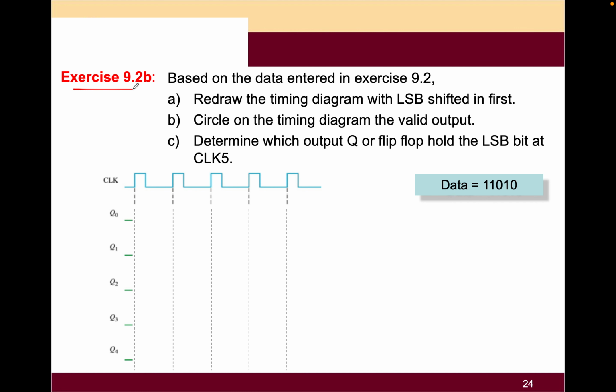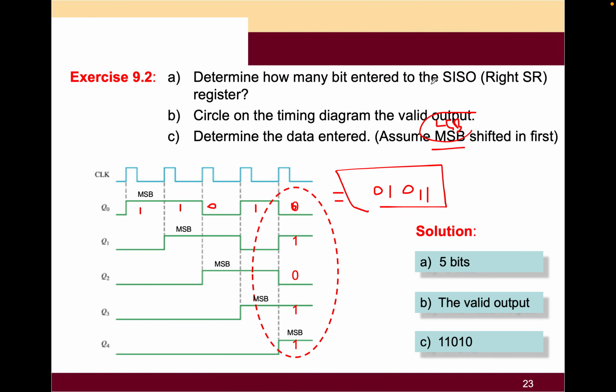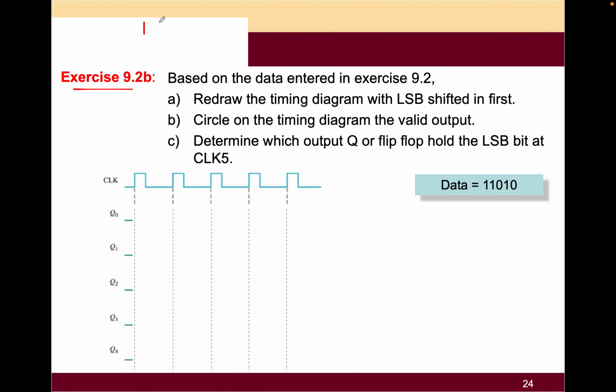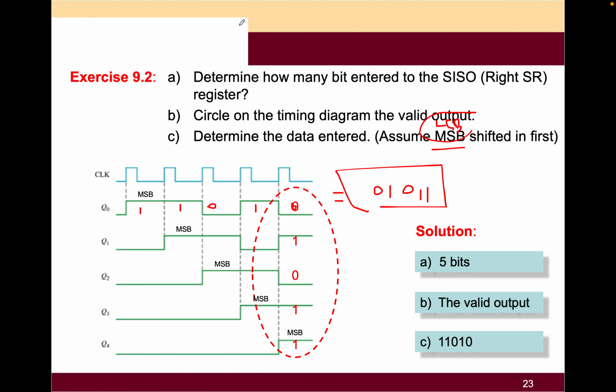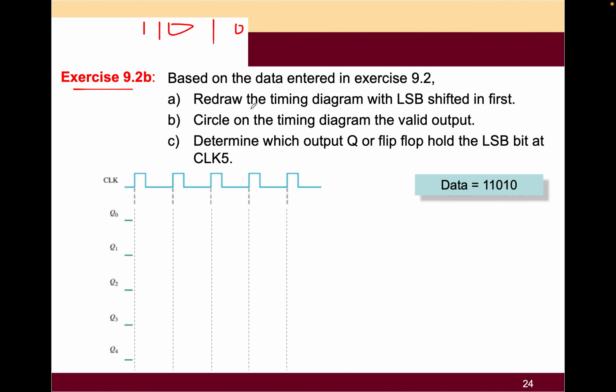Okay, now as exercise 9.2, based on the data entered in exercise 9.2 just now, we have 11010. Redraw the timing diagram with LSB shifted in first. I already did it. But okay, this is if this example is given. Redraw the timing. Now you're going to feed this first, right? So it's easy, I think.